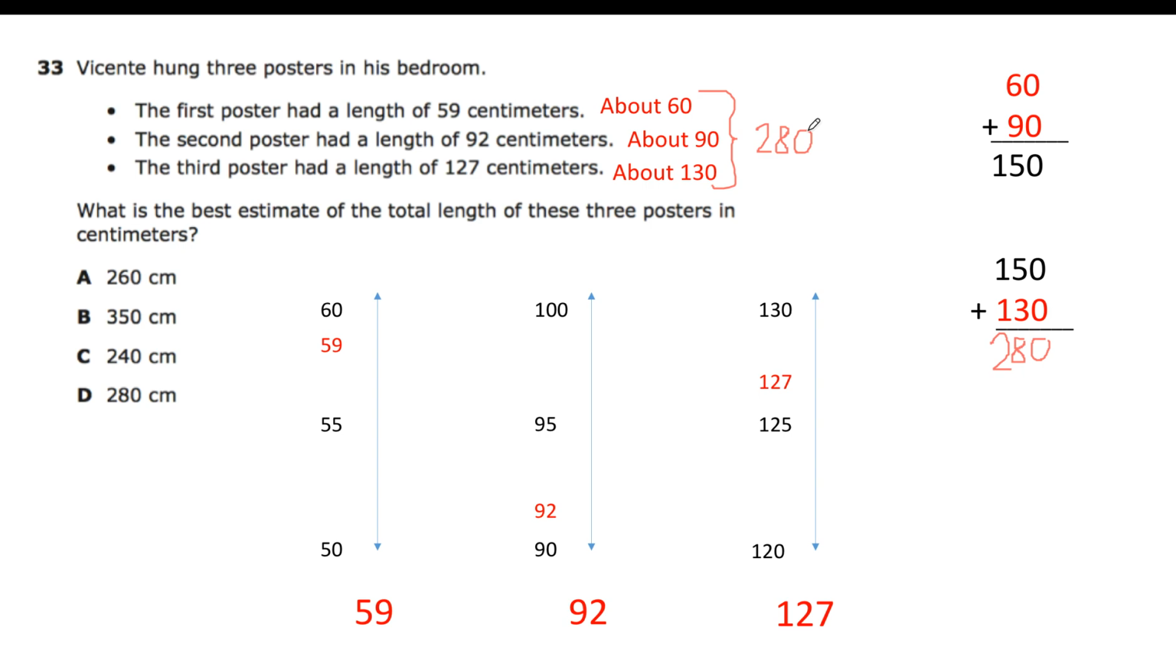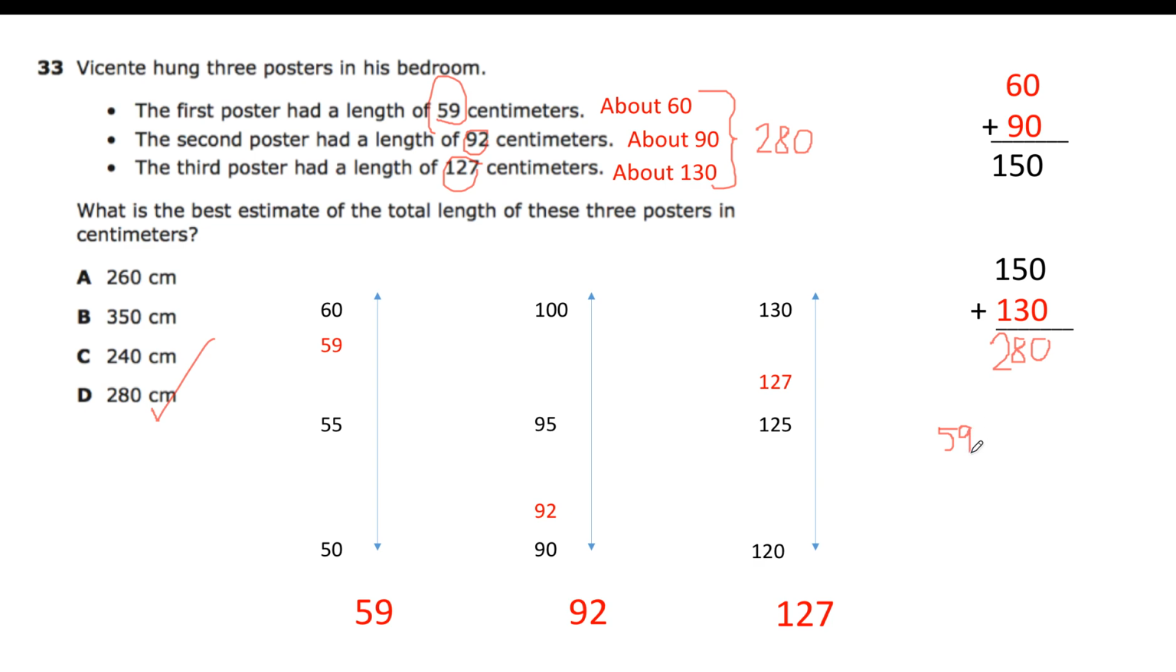That's my estimate. Let's go over and see if that's an option. 260, no. 350, I didn't get that. 240, I didn't get that. 280, I did get that. Great. What I'm going to do next, just to check my answer, is to add these numbers together. So I'm going to add 59, 92, and 127 to check my answer. So first I'll add 59.